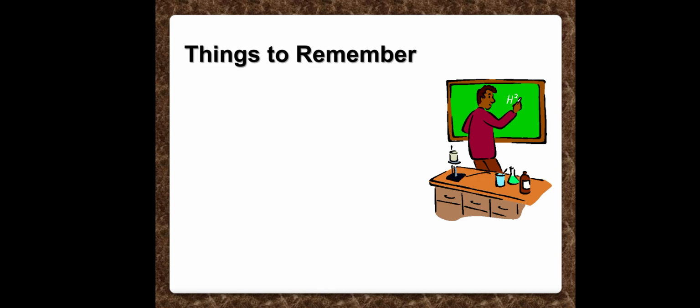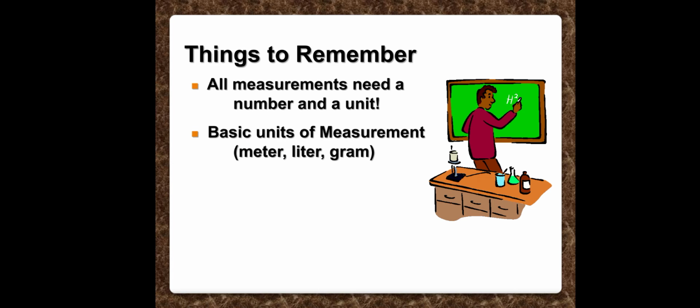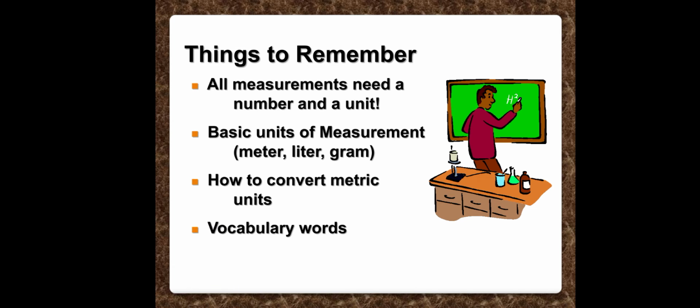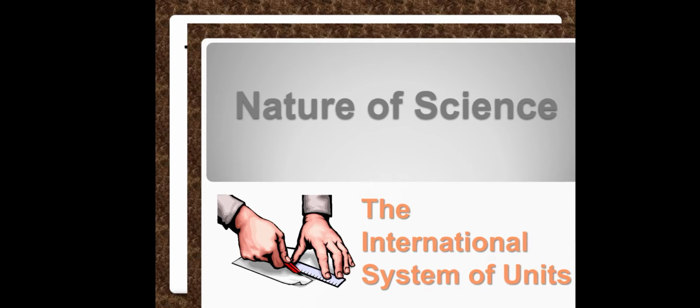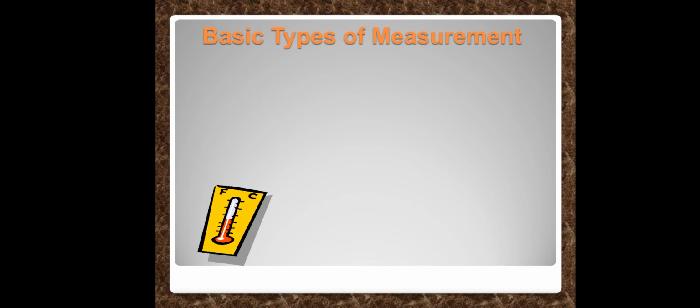Things to remember. All measurements need a number and a unit. Basic units of measurement are meter, liter, gram. How to convert metric units? Vocabulary words. Nature of science. The International System of Units. Basic types of measurements.